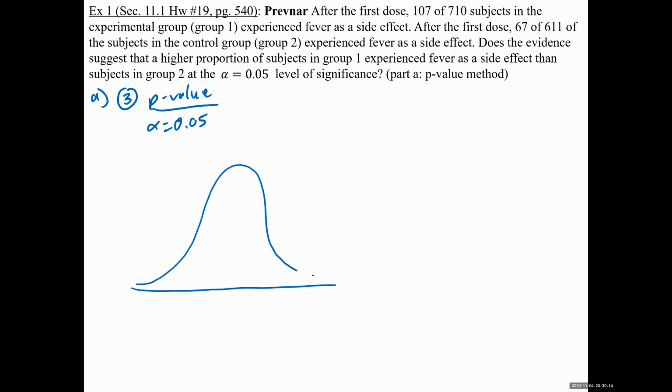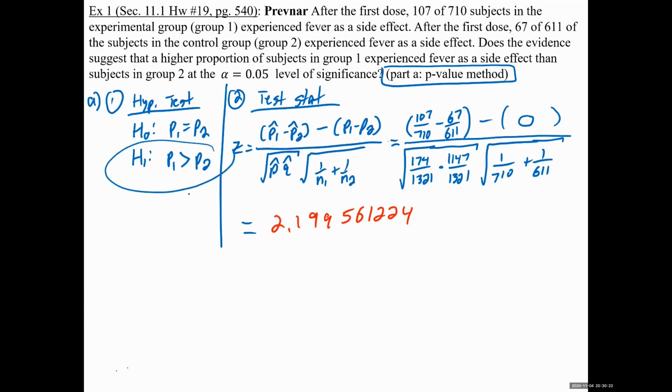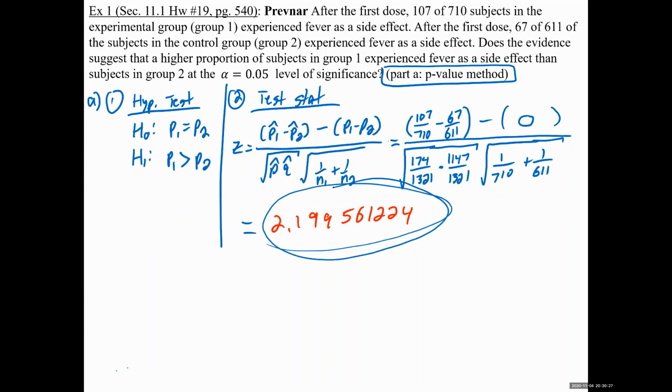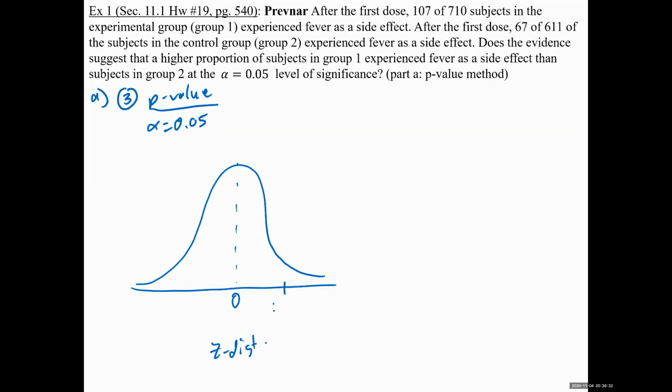Draw the z distribution. Put a 0 here, label it z distribution. This is a right tail test. Let me go back a slide. You see that H1 has a greater than, so it's a right tail test. So you're supposed to put the tick mark for the test statistic in the picture and then shade to the right. Put the test statistic in the picture, 2.199. It's positive, so it's on the right side of 0. Go up to the curve and shade to the right because it's a right tail test. This area that I'm shading here is the p-value.